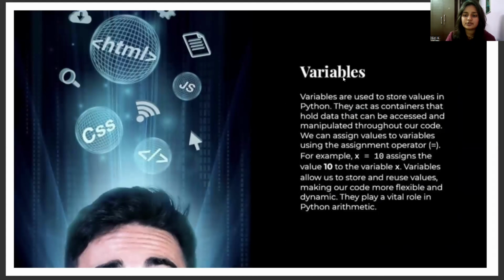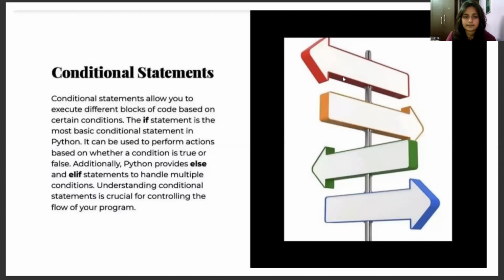Variables. Variables are used to store values in Python. They act as containers that hold data that can be accessed and manipulated throughout our code. We can assign values to variables using the assignment operator, that is equal to. For example, x = 10 assigns the value 10 to the variable x. Variables allow us to store and reuse values, making our code more flexible and dynamic. They play a vital role in Python arithmetic.